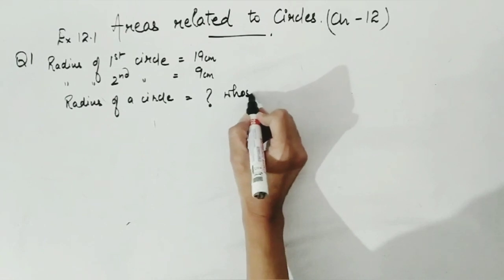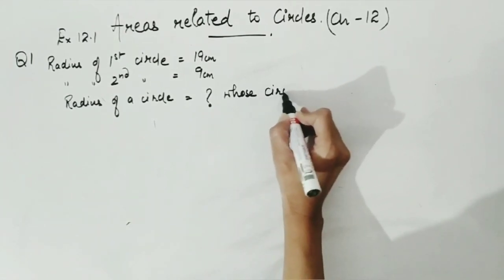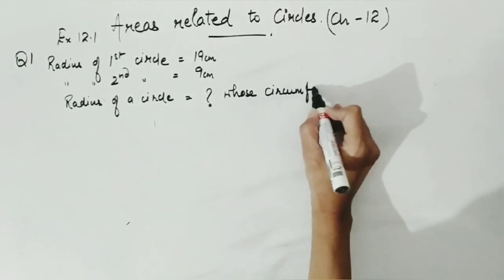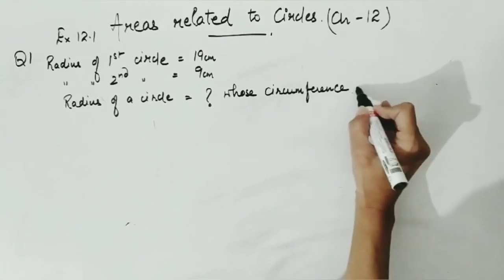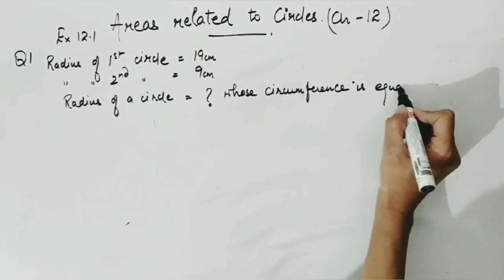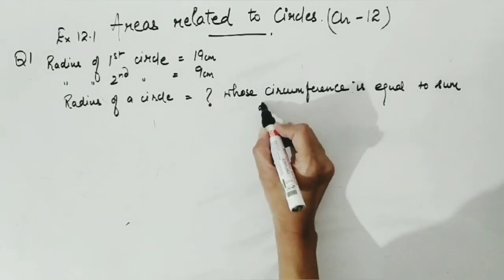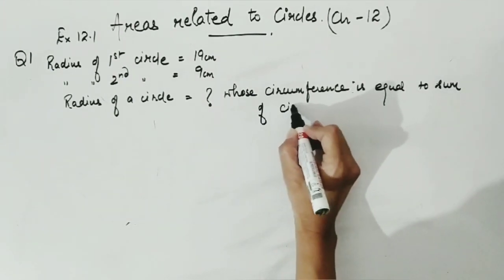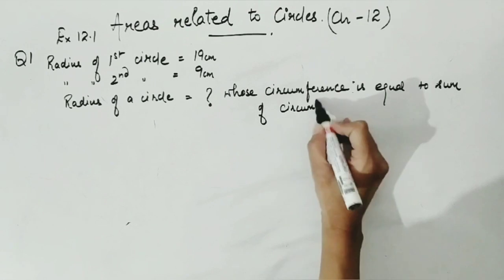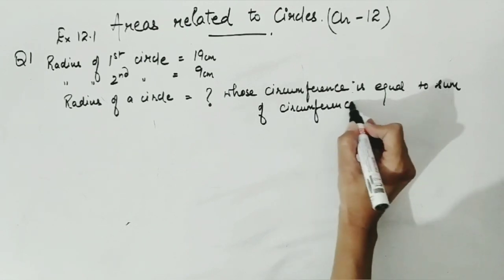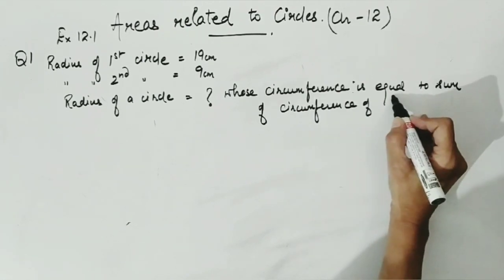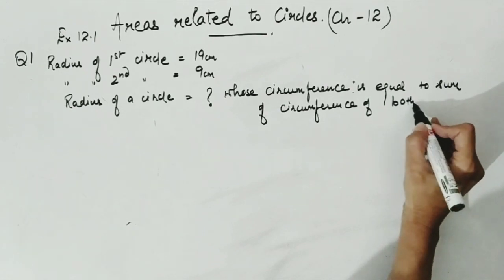We are asked to find radius of a circle whose circumference is equal to sum of circumference of both the circles.